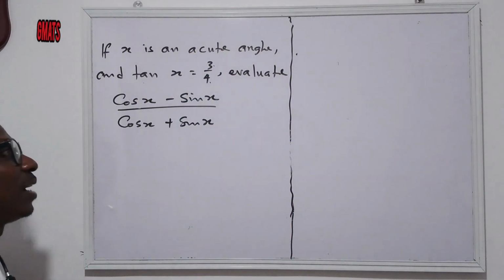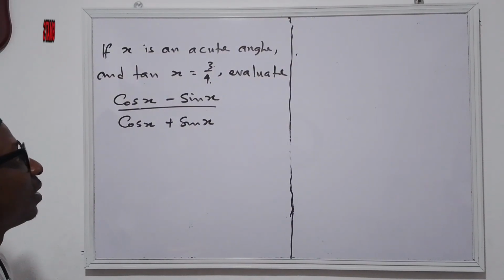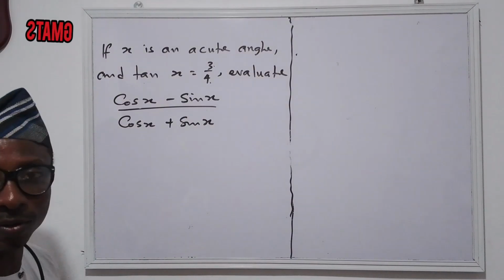Now, if x is an acute angle and tan x equals 3 over 4, evaluate (cos x minus sin x) all over (cos x plus sin x).